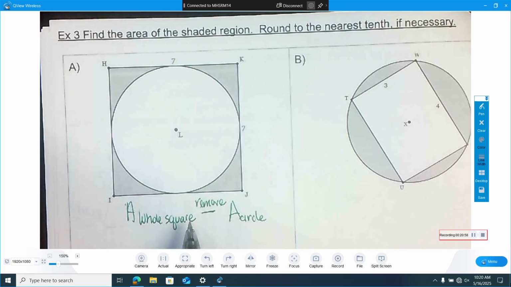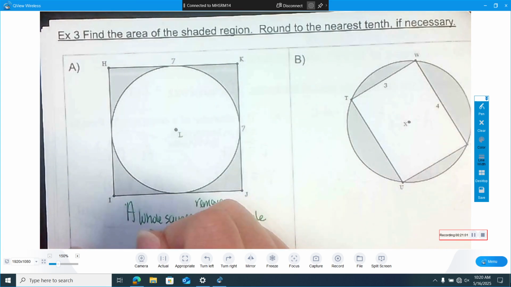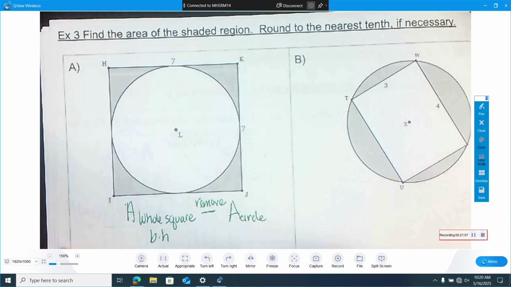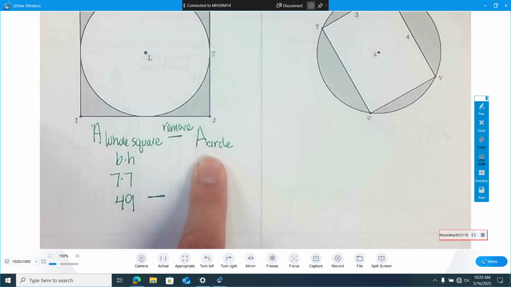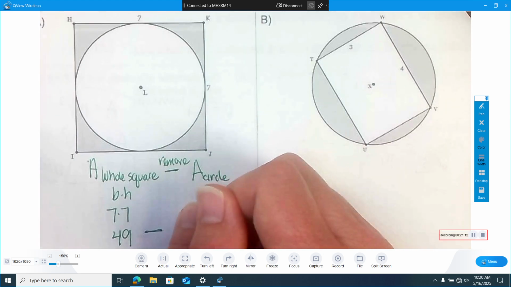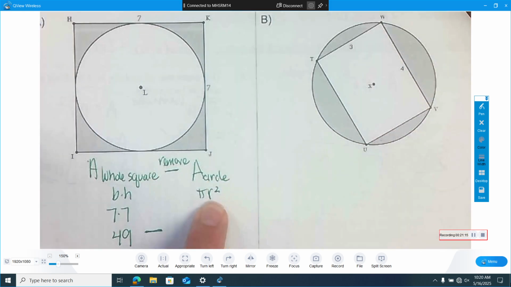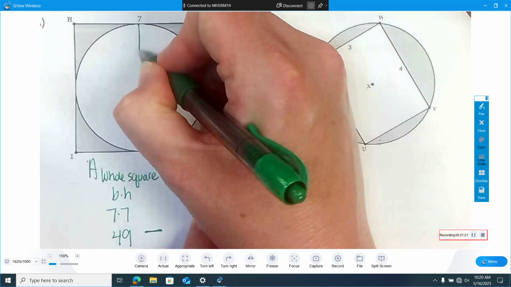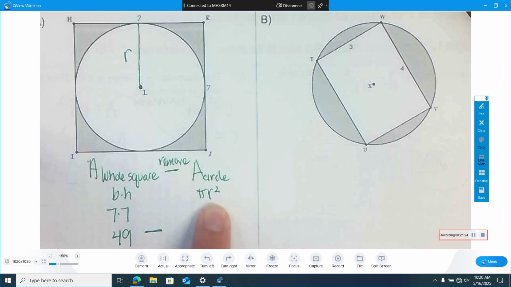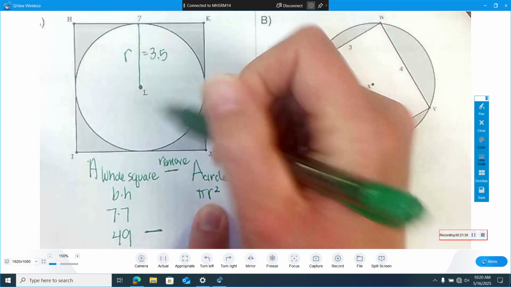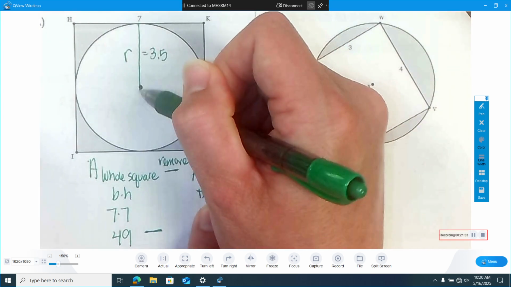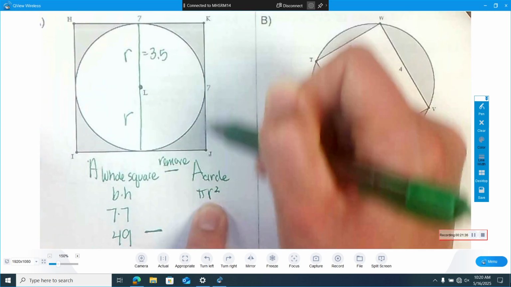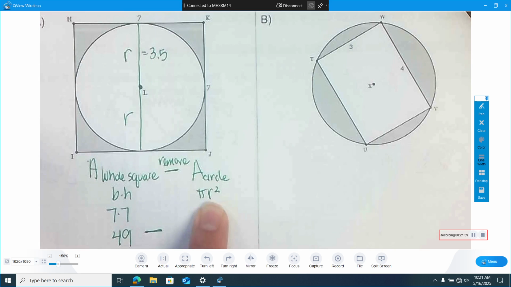So what is the area of the whole square? 7 times 7. It is just base times height, so 7 times 7 or 49. And we are going to remove the circle. What's the formula for area of a circle? Pi r squared. Okay, what's r? The radius. Well, let's see. There is my radius. How big is that radius? Half of 7. Very good. 3.5. Remember, both radii make up 7, so we need to divide that by 2, so we get 3.5.